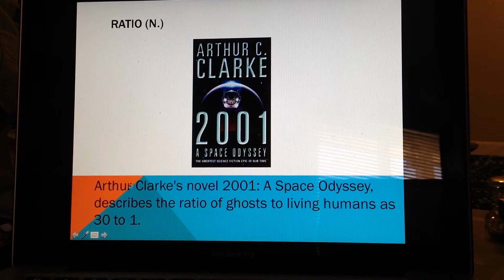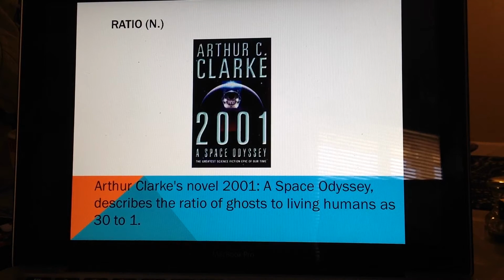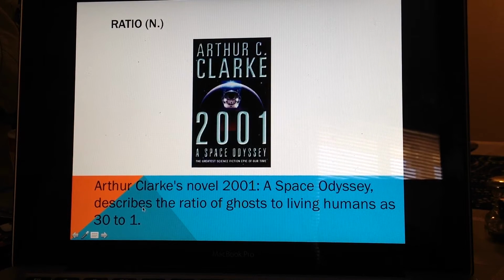In the novel by Arthur Clarke's 2001 A Space Odyssey, this is a novel that is science fiction. He bases the story, non-real and not true story, out in space, and it's basically a group of astronauts that are sent to space to explore some alien technology that has been discovered. Okay. It says Arthur Clarke's novel 2001 A Space Odyssey describes the ratio of ghosts to living humans as 30 to 1. So what does this mean?